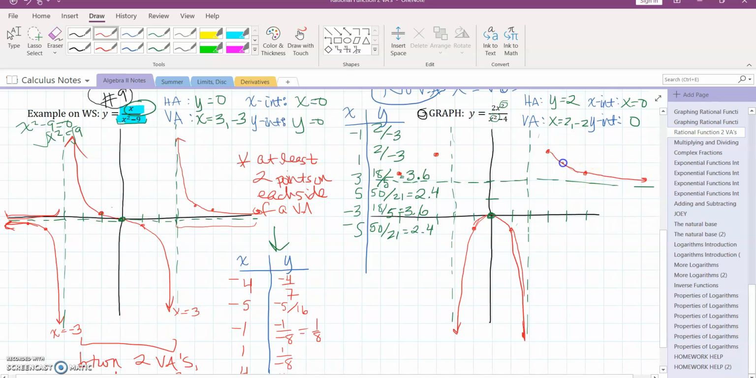Here, as I go to the left, my point went up, but I can't go through my vertical asymptote. I'm going to shoot up. Here, I'm going to shoot up. And here, I'm going to go left, leveling off at 2. So these are generally the two shapes you'll see. There's slight variations, but these are the most common types.